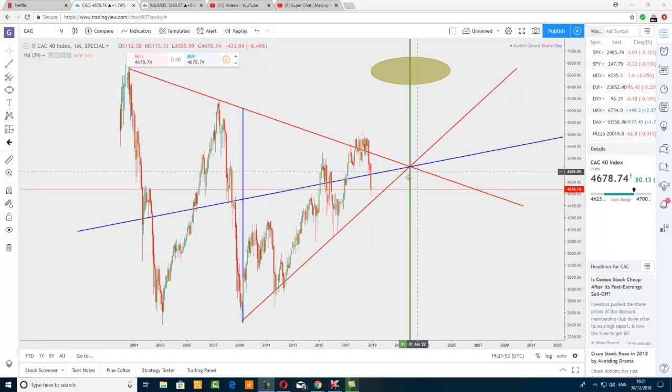Whenever we see a triangle, pay attention to this one. I draw according to this point, not to this one, but to this one, somewhere in June 2016, according to the beginning of 2009. Here it is, I draw that trend line. With those two trend lines, I have my triangle.